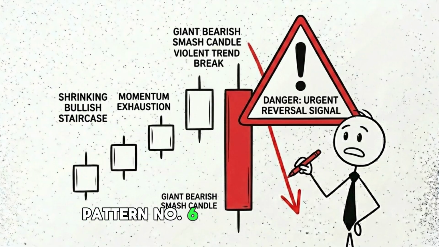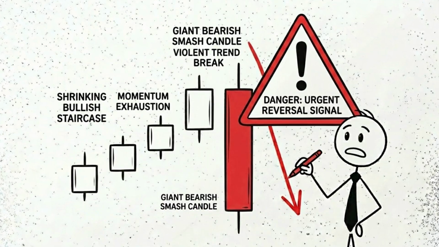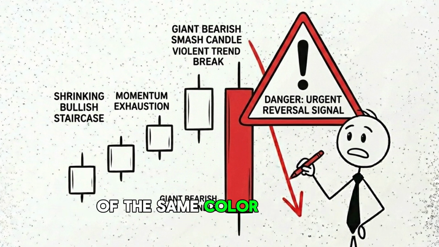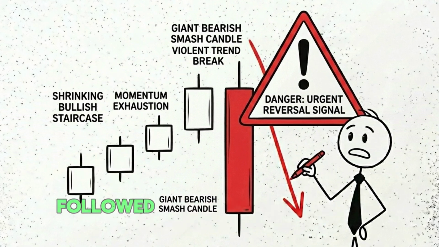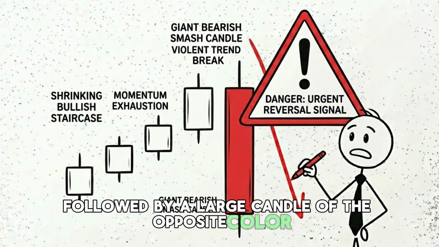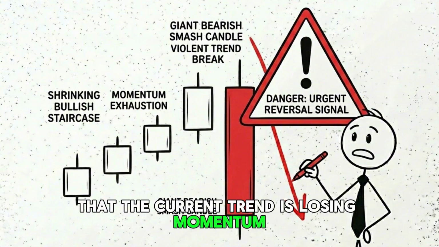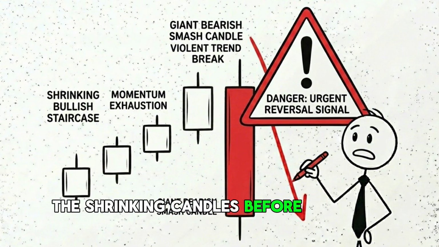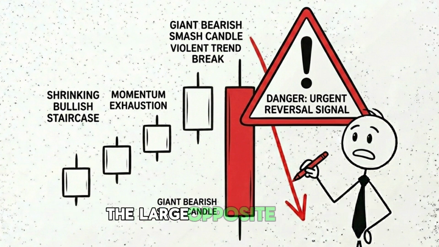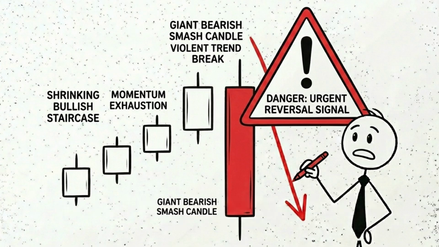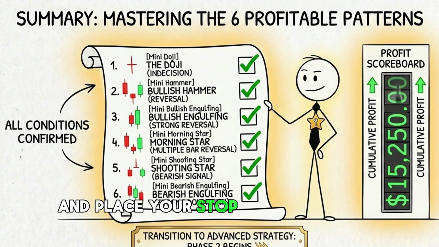Pattern number 6, shrinking candles. This pattern involves at least 3 consecutive candles of the same color that get progressively smaller, followed by a large candle of the opposite color. This visual sequence suggests that the current trend is losing momentum, the shrinking candles, before a sudden reversal occurs, the large opposite candle. I recommend looking for the 4th candle to close beyond the second candle for better confirmation. For a bullish reversal, you enter at the close of the green candle and place your stop loss below the previous candle's low.